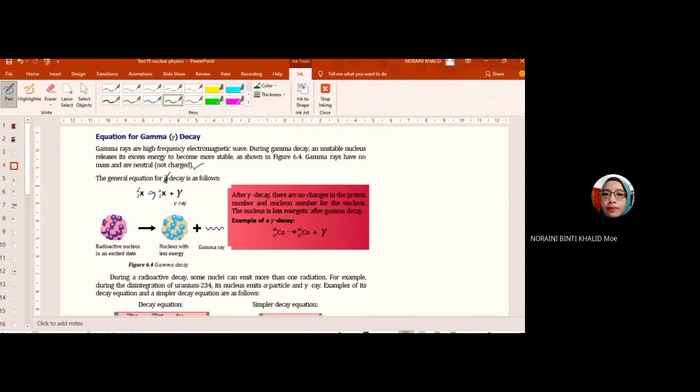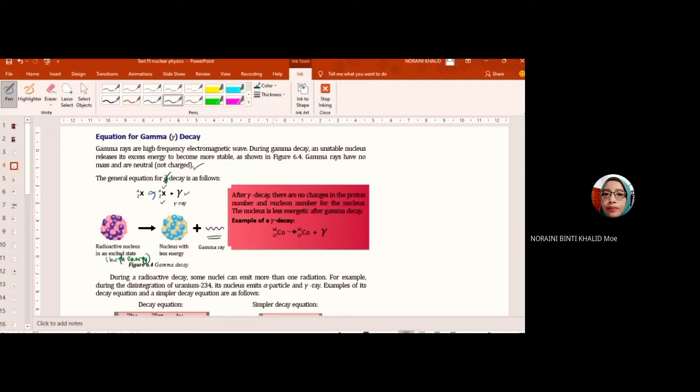You can see element X with A and Z decays to become the same element, because there is no change in nucleon number and proton number, and releases gamma. Gamma is in the form of energy. So a radioactive nucleus in an excited state decays to become a nucleus which is more stable with less energy, and then releases a gamma ray.